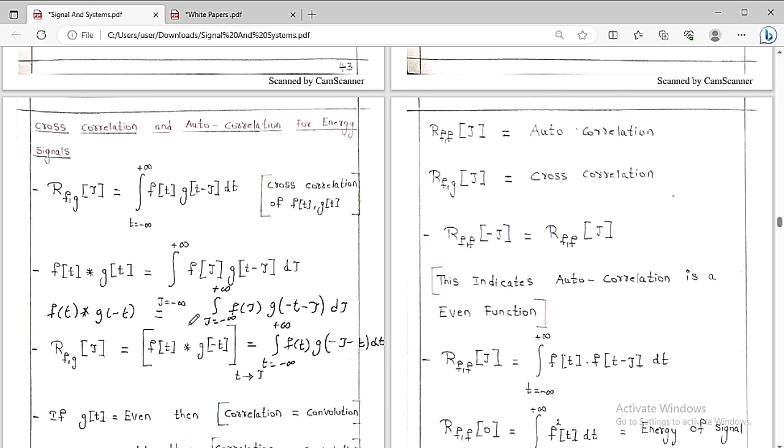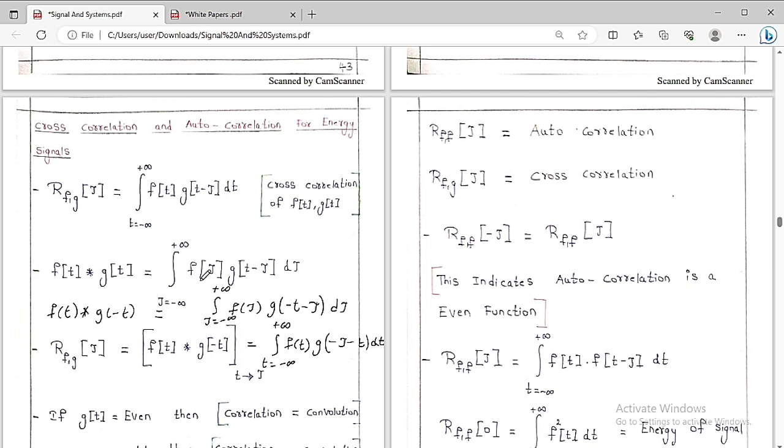So simply, finally, the cross correlation of f comma g of tau is nothing but f of t convolution of g of minus t, and here t is replaced by tau. So wherever t is there, replace t by tau and tau by t. That's it. To do the vice versa, replace t by tau and tau by t, then we get this thing.